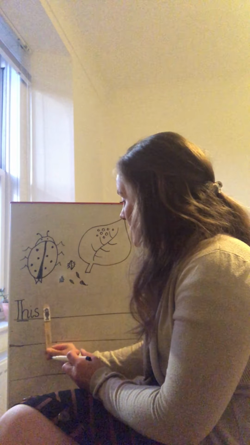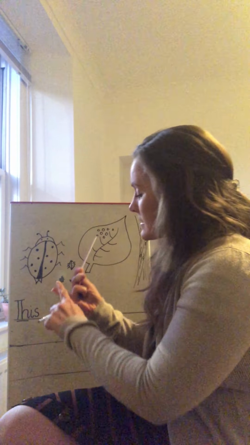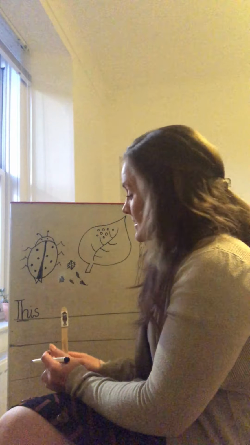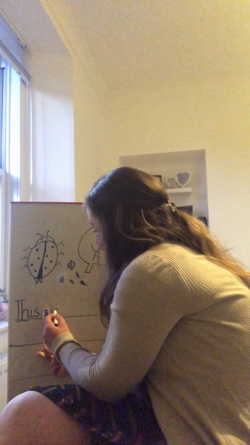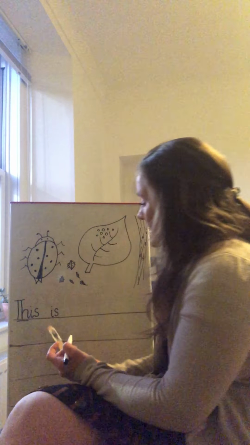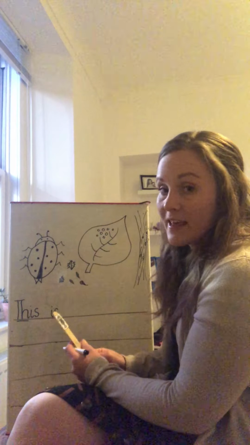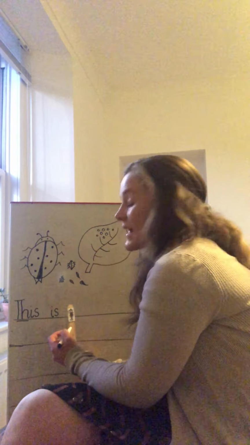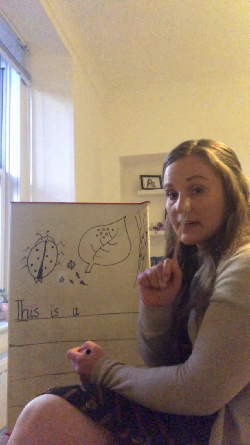So this, remembering my finger space, and my next word was is. So an I and an S. This is. Then we need a finger space, you're right. This is a. And then we need another finger space.